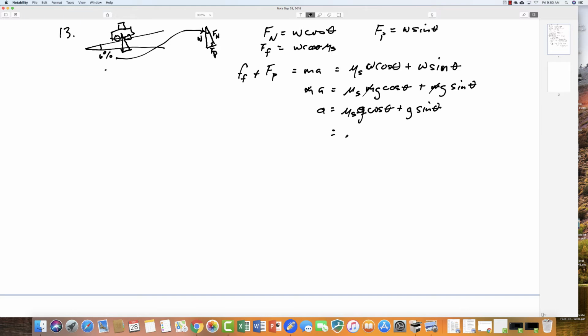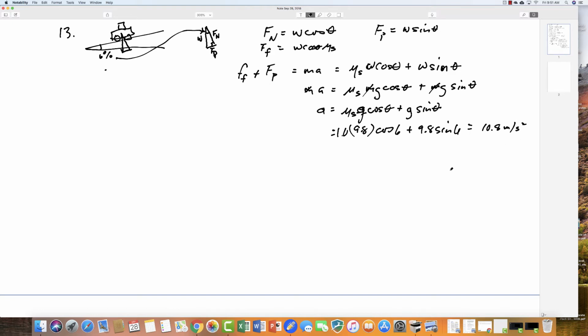Now you can put the numbers in. In the first instance, you have 1 times 9.8 cosine 6 degrees plus 9.8 sine 6 degrees. And if you do the math here, the maximum deceleration is 10.8 meters per second squared.